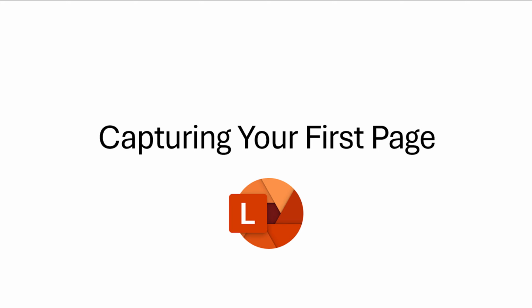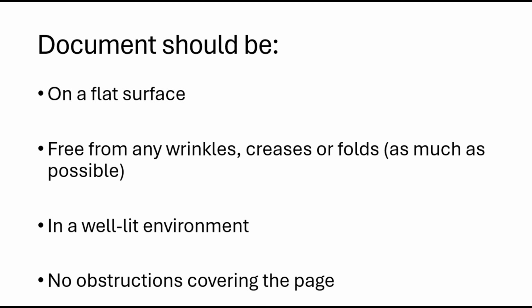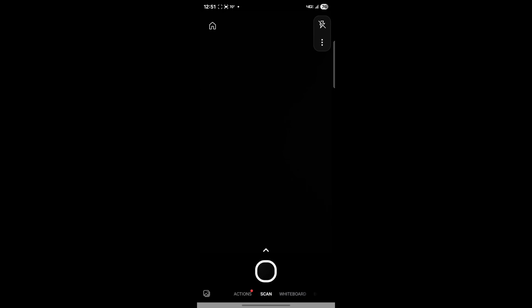To get the highest quality image as possible, we want to ensure the document is on a flat surface, it is free from any wrinkles, creases, or folds, that you are in a well-lit environment, and there are no obstructions such as hands, shadows, or clipboards covering parts of the page, as we want to capture the full and complete document. To start, it is recommended to enable your camera's flash by selecting the lightning bolt in the top right corner.